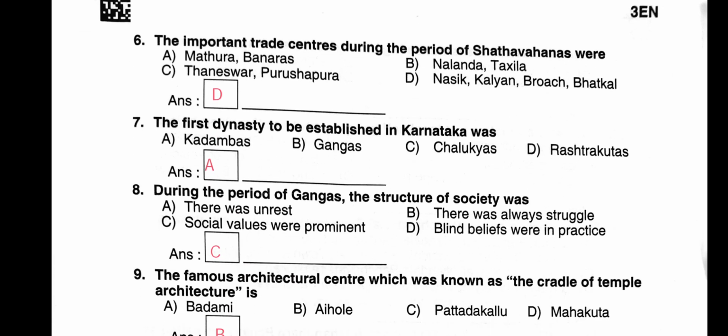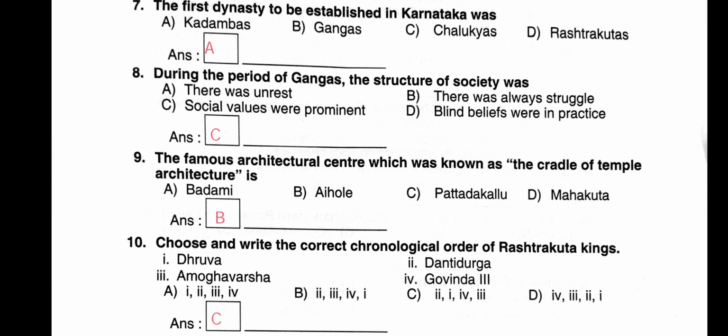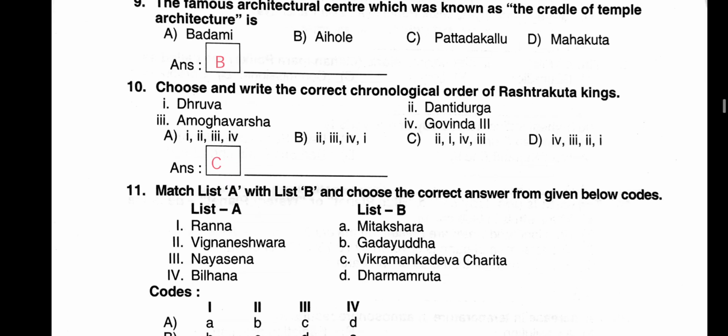Sixth question, the important trade center during the period of Shatavahanas. So option D, Nasik, Kalyan, Baroch, Bhatkal. The first dynasty to be established in Karnataka was the Kadambas. During the period of Gangas, the structure of society was, option C is the right answer, social values were prominent. The famous architecture center which was known as the cradle of temple architecture is B, Aihole.